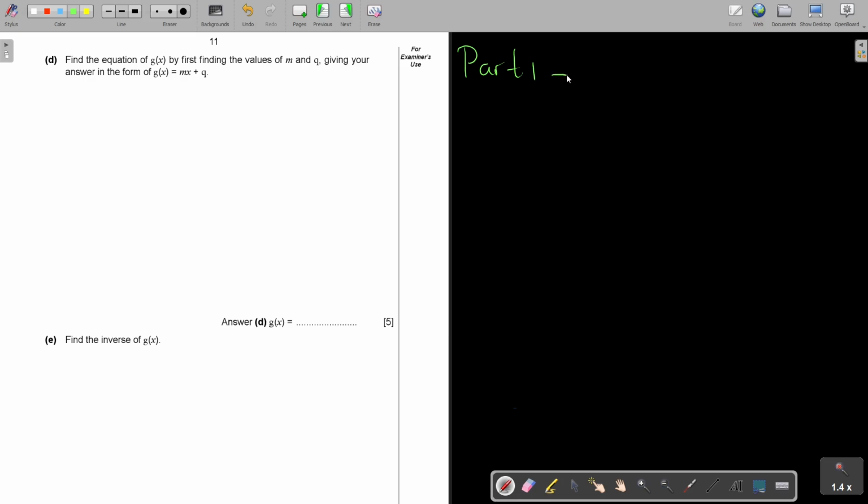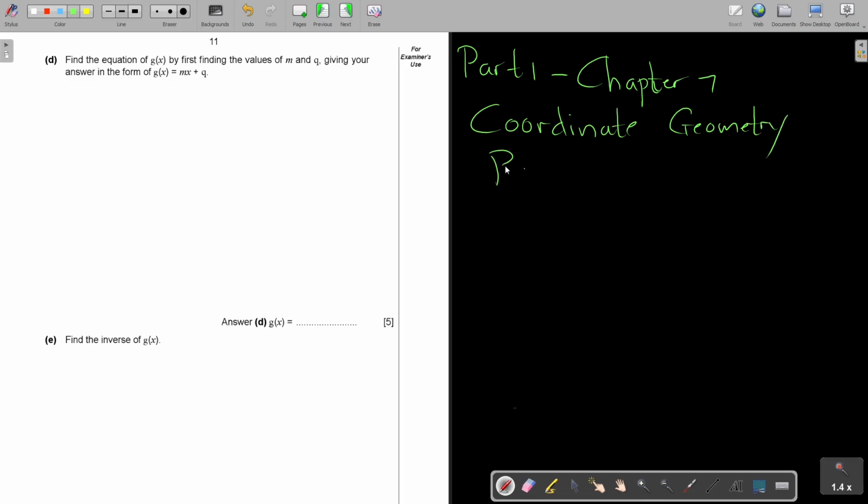It's going to be chapter 7, and that's coordinate geometry. It's on page 311, and you will find it in example 13. That will really help you. So what will I need? I need 2 points. I need 2 points on that line.